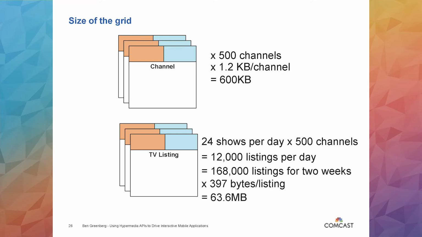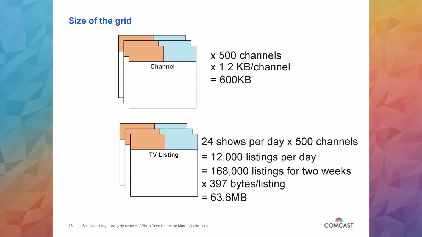So the first kind of obvious way to do that is that we would just push down all the data in one shot, right? So what would that be? Let's say we have 500 channels conservatively. It's about 1.2 kilobytes of data for each channel. That's like the call sign, the logo, the link to the logo, all that kind of stuff that's required to tune it. So we're talking about 600 kilobytes of data just for that list of channels, that y-axis.